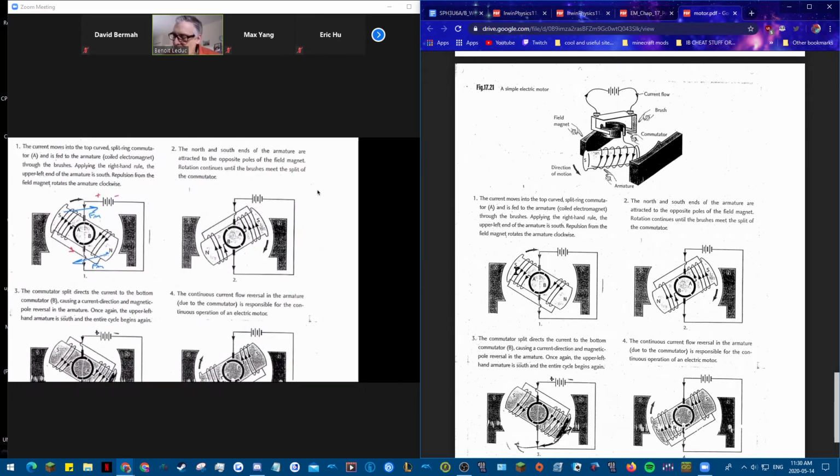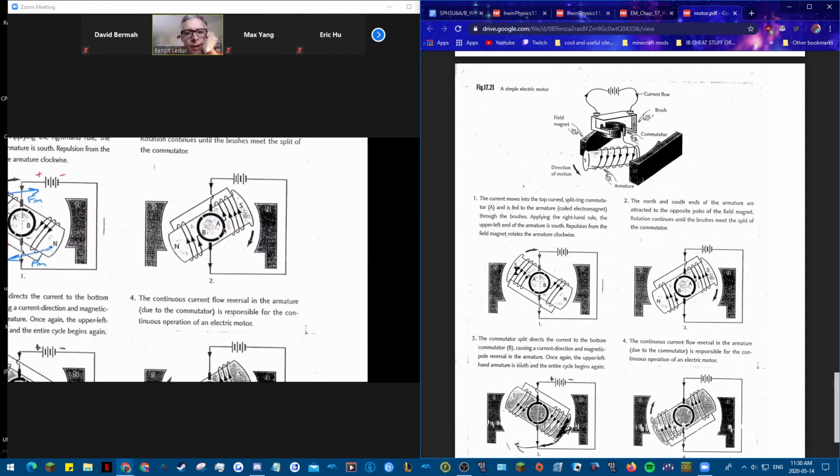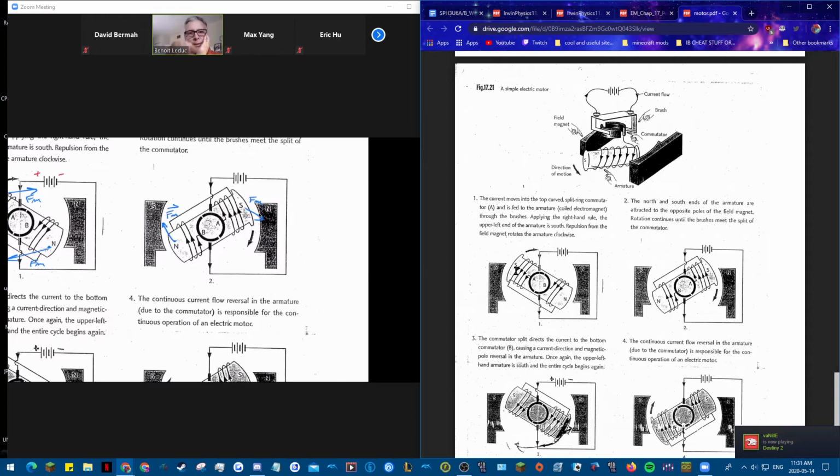Okay, so if you look at this, it has gone past the vertical. The A side of the split commutator is still connected to the plus side, so no problem. The current goes in the same direction in the coil, and now you have south and north. So now you'll have an attractive force, and similarly here, you have an attractive force as well. And this is fine because you want your coil to go in this direction all the time, right?